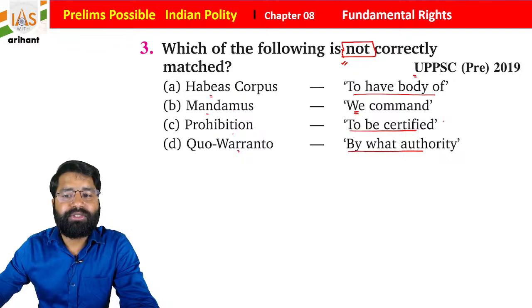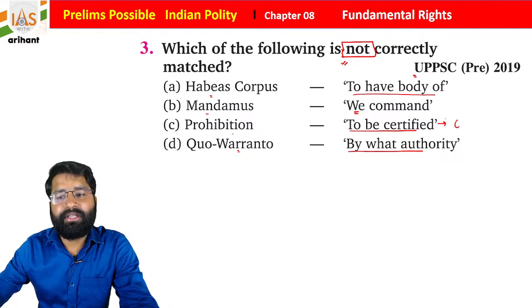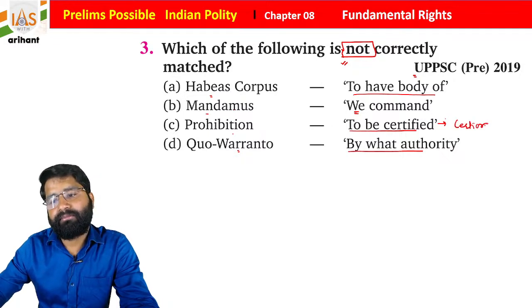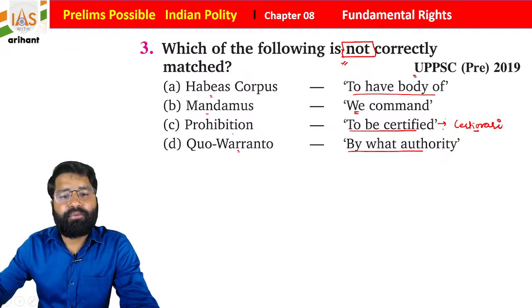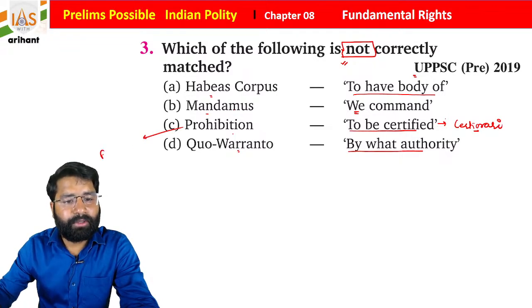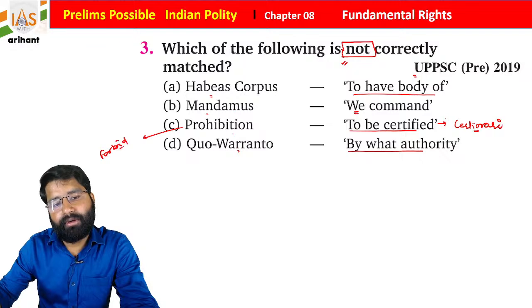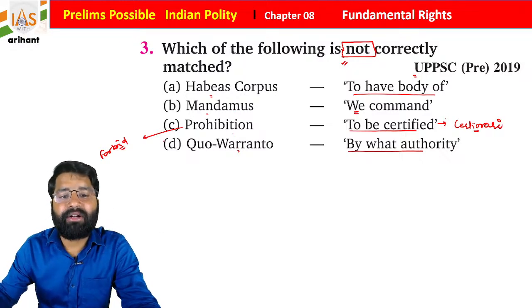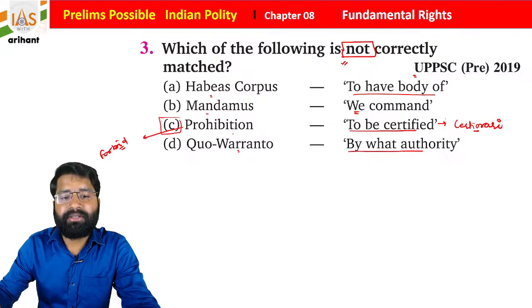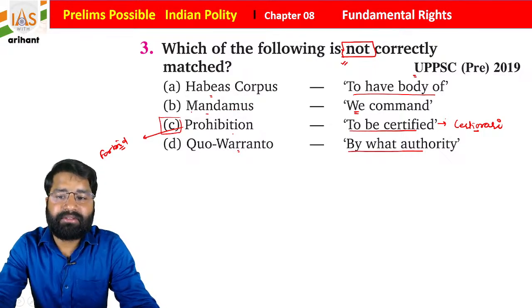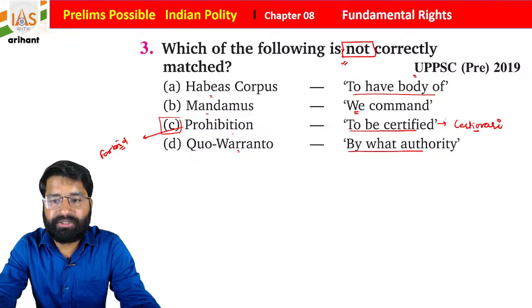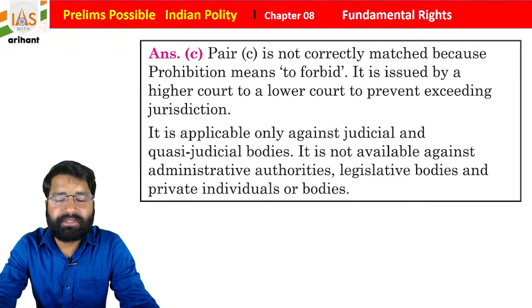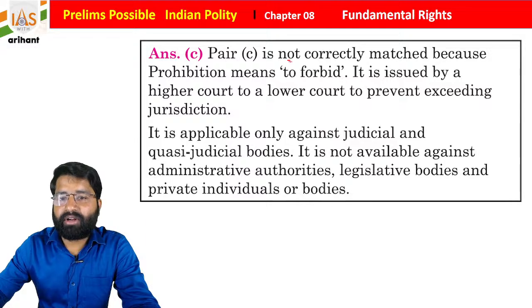What you find, students, as "to be certified" is for certiorari. Prohibition means forbid. So option C is not the right match. The right match I already mentioned, and we already discussed the same. So pair C is not correctly matched because prohibition means to forbid.